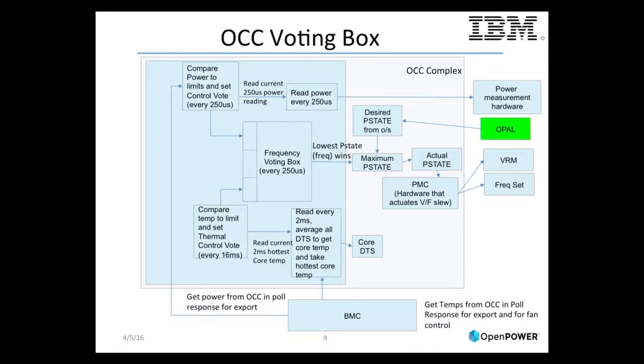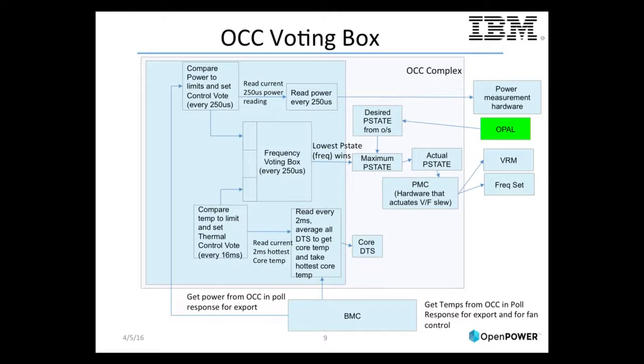There's a little bit more about how this voting box works. Here's OPAL again. So OPAL and Linux above it is actually saying, here's the P state I want based on the utilization that they see. The OCC is here reading this power every 250 microseconds from that power measurement hardware, and then making a decision based on those power caps. Say, is it okay for OPAL to set that frequency, or should I clip it?